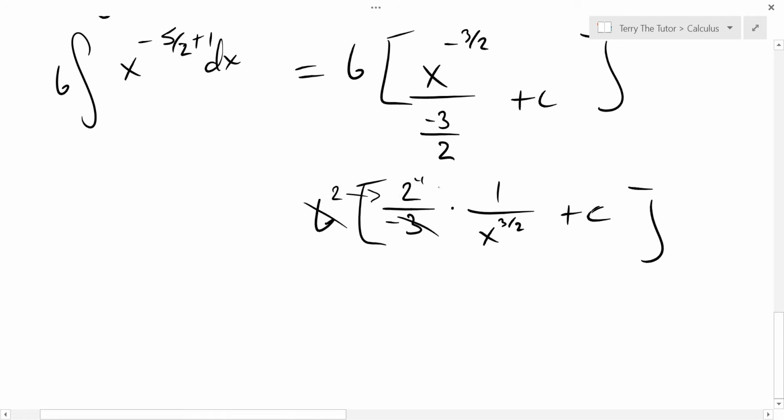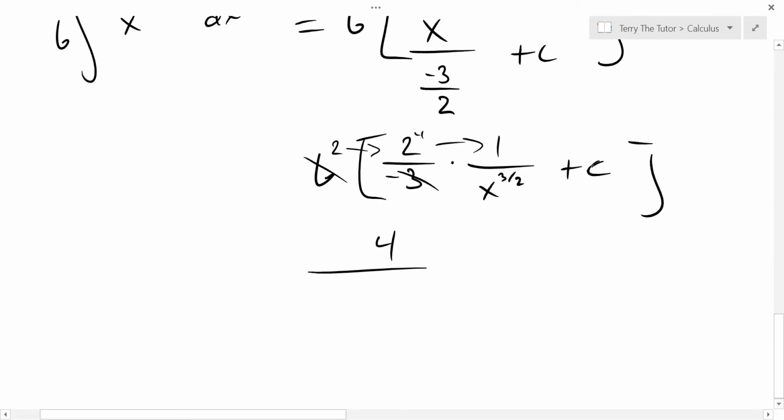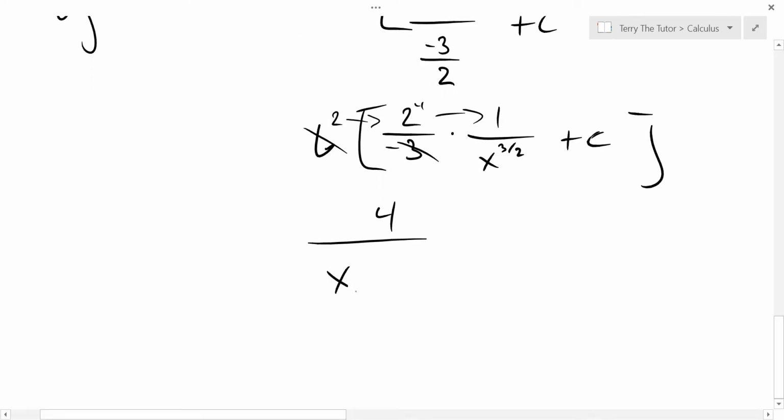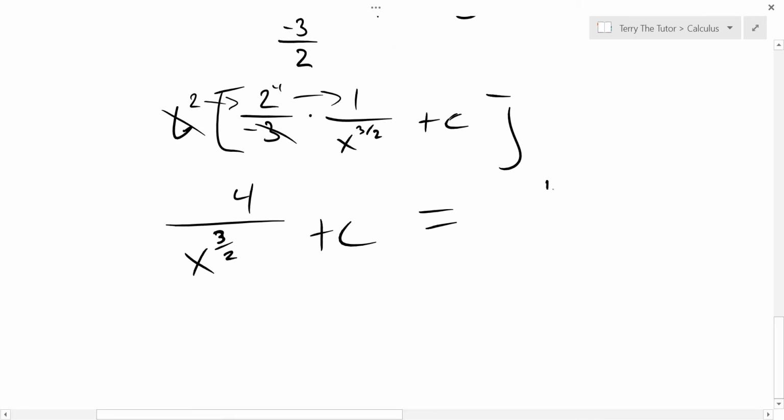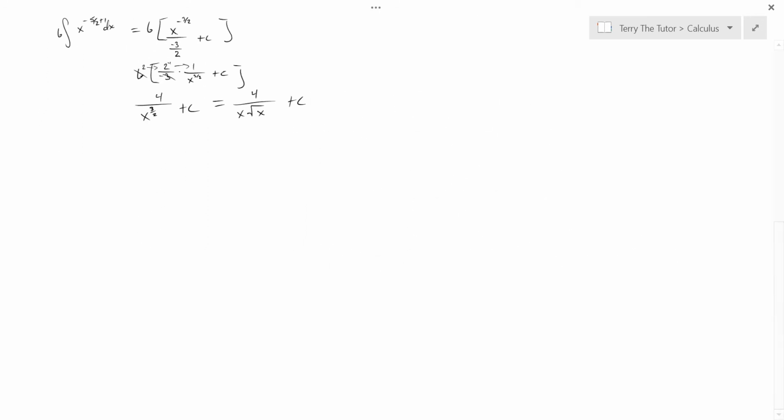We got 4 here, and then we're going to go across. So we got 4 over x to the 3 over 2 plus c, 3 over 2. And now we can reduce this 3 over 2. We can reduce it by bringing it to 4 over x square roots of x plus c. Wonderful. Let's go on to number 6.